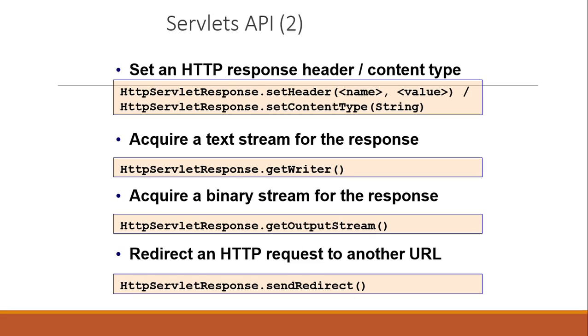Okay, acquire a text stream of the response: HTTP servlet response getWriter. Acquire a binary stream for the response: HTTP servlet response getOutputStream. Redirect an HTTP request to another URL. If you want to redirect the request to another URL, then you can use HTTP servlet response dot sendRedirect.